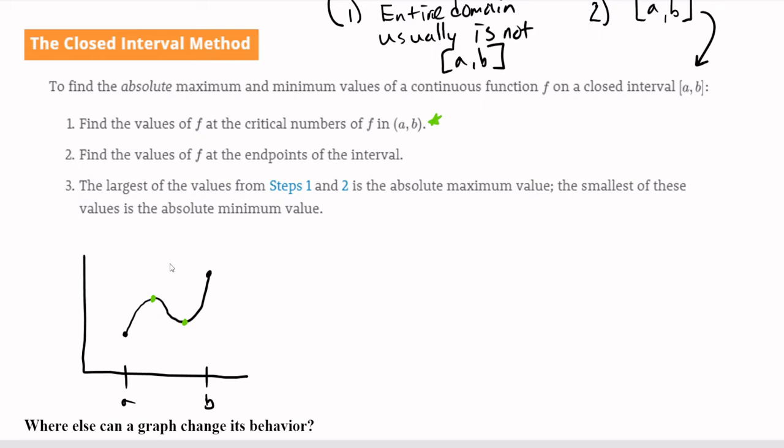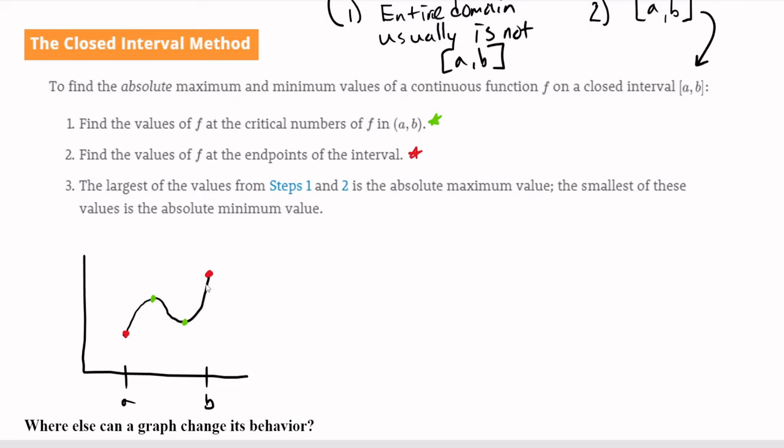Then you write that list of numbers down, right? So you would write down this x value and the y value, this x value and the y value there. Then you just say, okay, well, what about the endpoints? Check these. What's the y value here and the y value here? So you've got this list of y values: 1, 2, 3, 4 in this example.